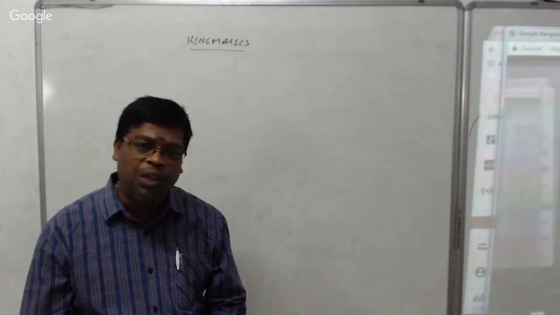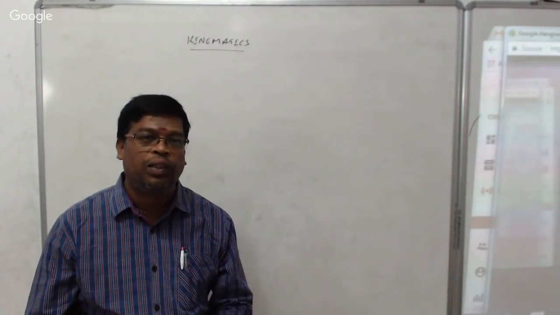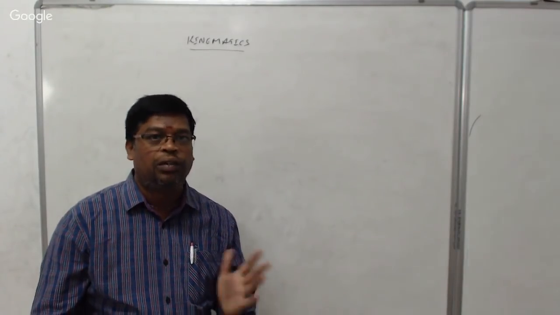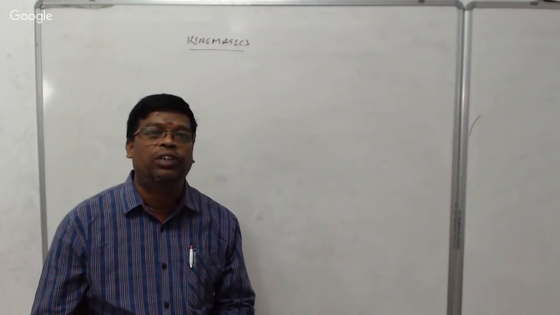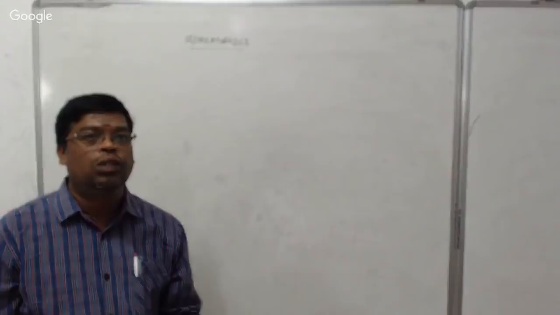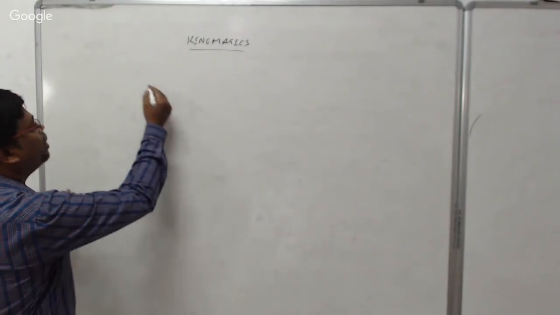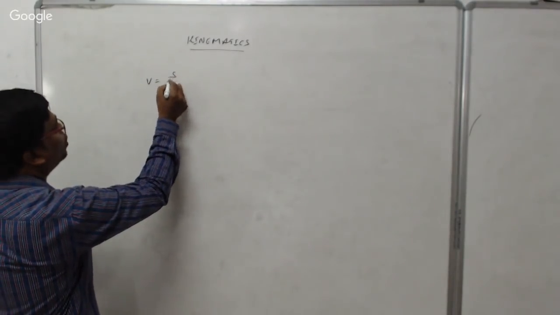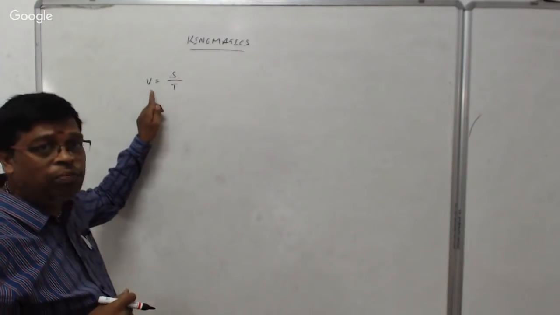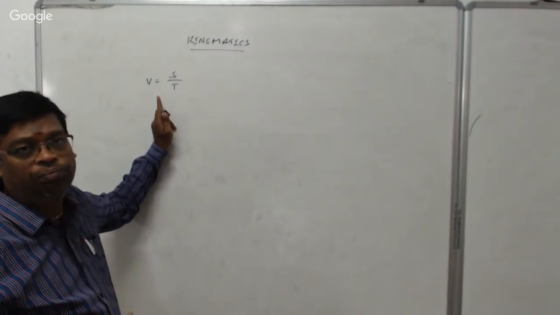After distance and displacement, we have come across two more terms, that is, one is speed and the other is velocity. Speed is the rate of distance traveled by the body. So, speed is equal to distance by time. I will write it. Speed V is equal to distance by time. So, speed is denoted by V. S is the distance traveled by the body and T is the time taken.